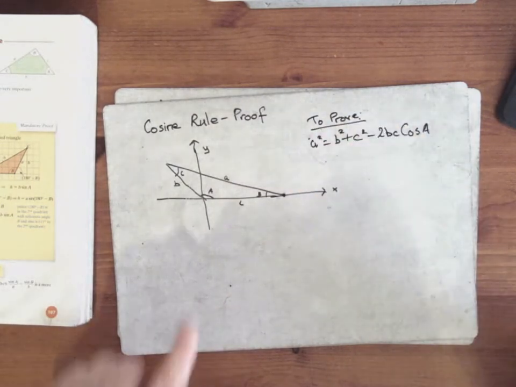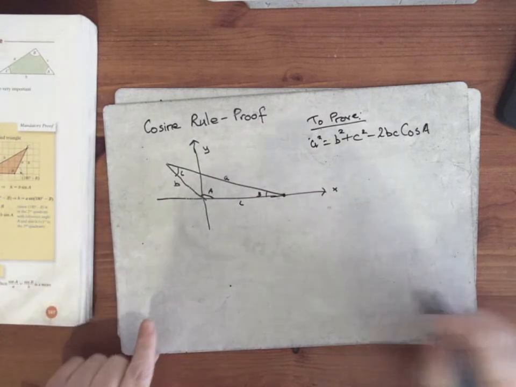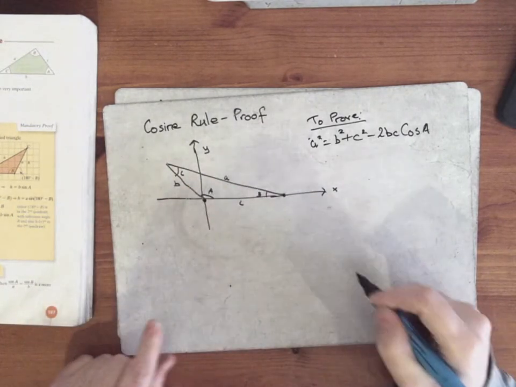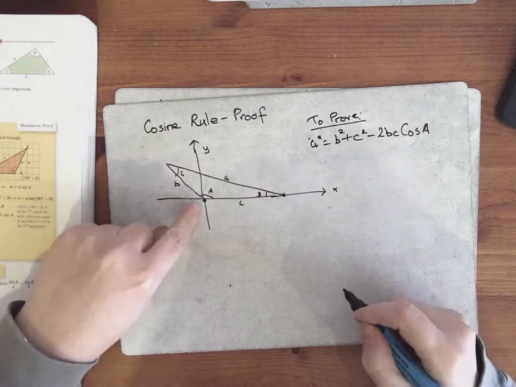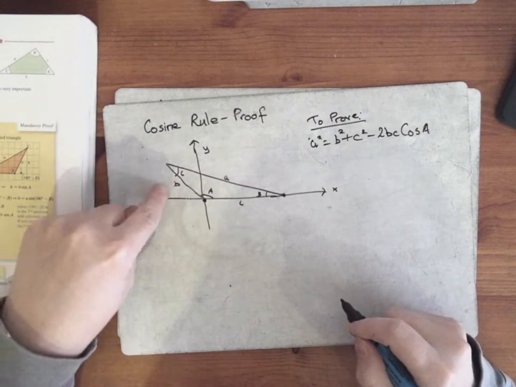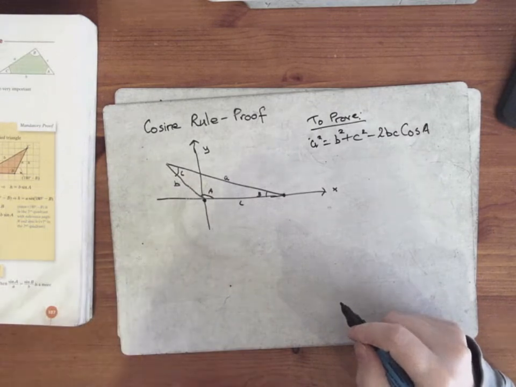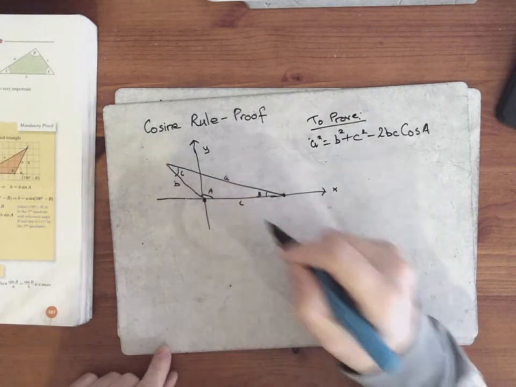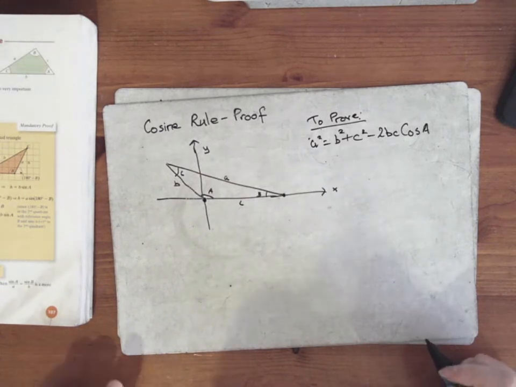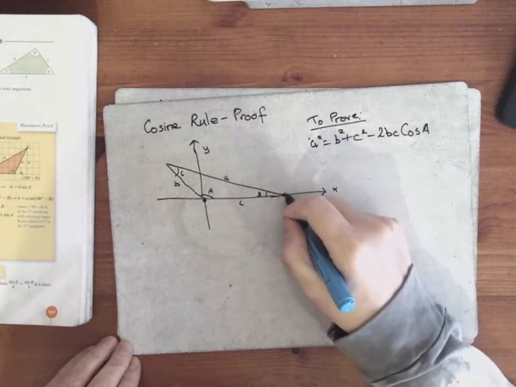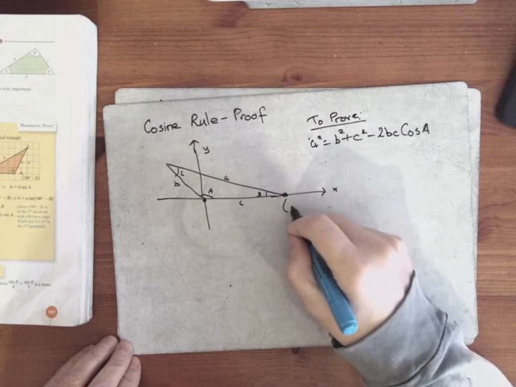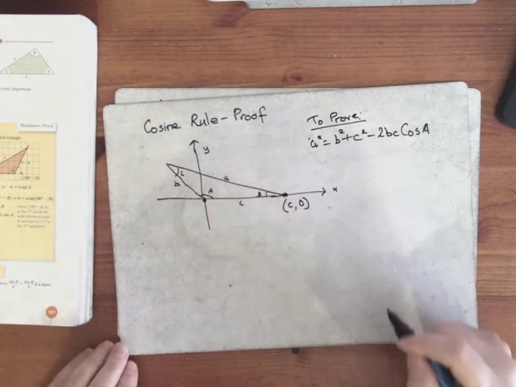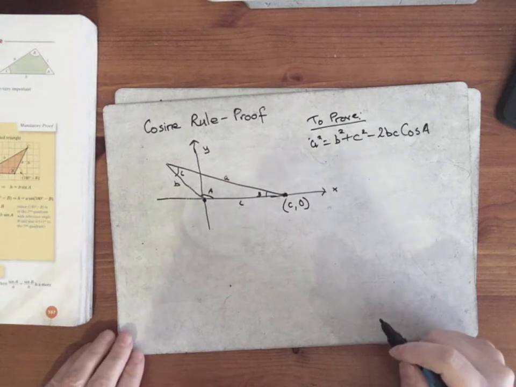Okay, so what we do is we draw an x and y axis. We draw A at 0, 0, and we make it obtuse. So capital A, small a, capital B, small b, capital C, small c. I've drawn it on the x and y axis, and so the coordinates at this point out here would be c, 0, so across c, up 0.